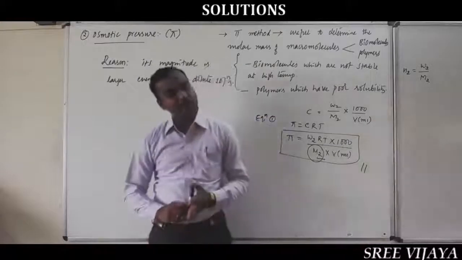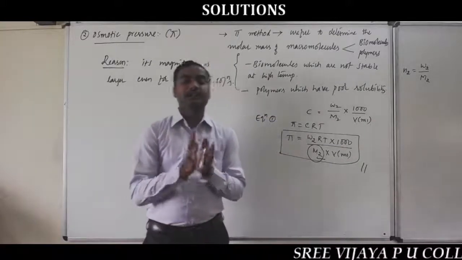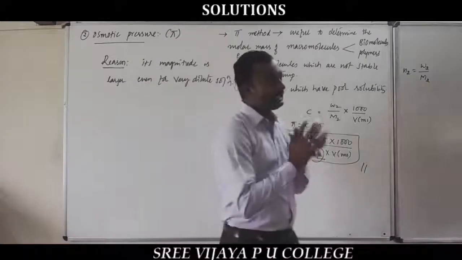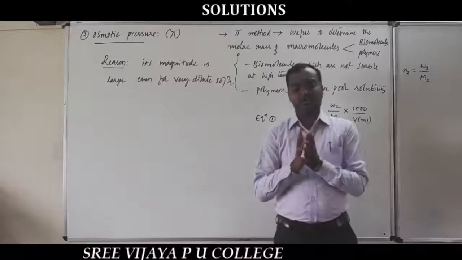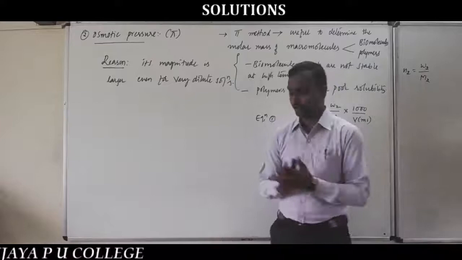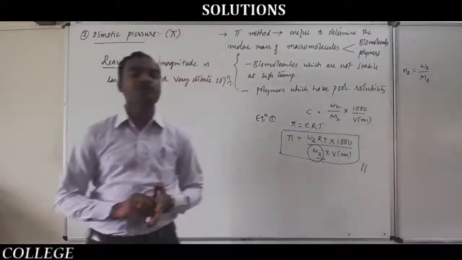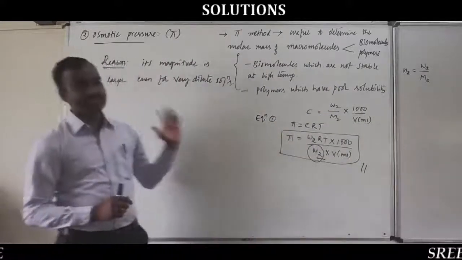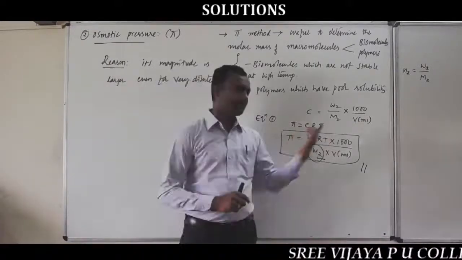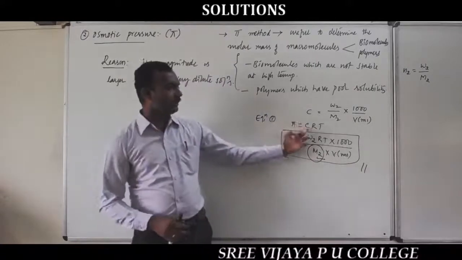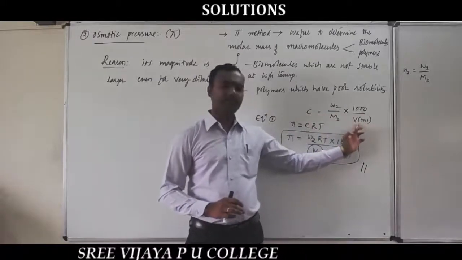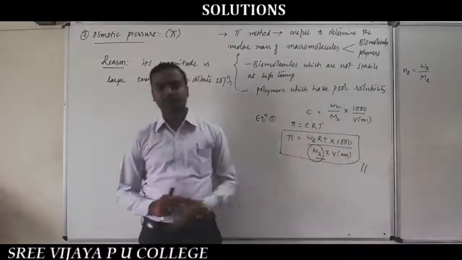So what is meant by osmotic pressure? Osmotic pressure is the pressure applied on the solution of higher concentration side to just stop the osmosis. Or, the pressure which is applied on the solution side just to stop osmosis is called osmotic pressure. Osmotic pressure is directly proportional to concentration, and pi is equal to CRT, where R is the gas constant, T is the temperature in Kelvin, and C is the molarity, W2 divided by M2 into 1000 divided by V in mL. Substitute the value of C and you will get the osmotic pressure equation.